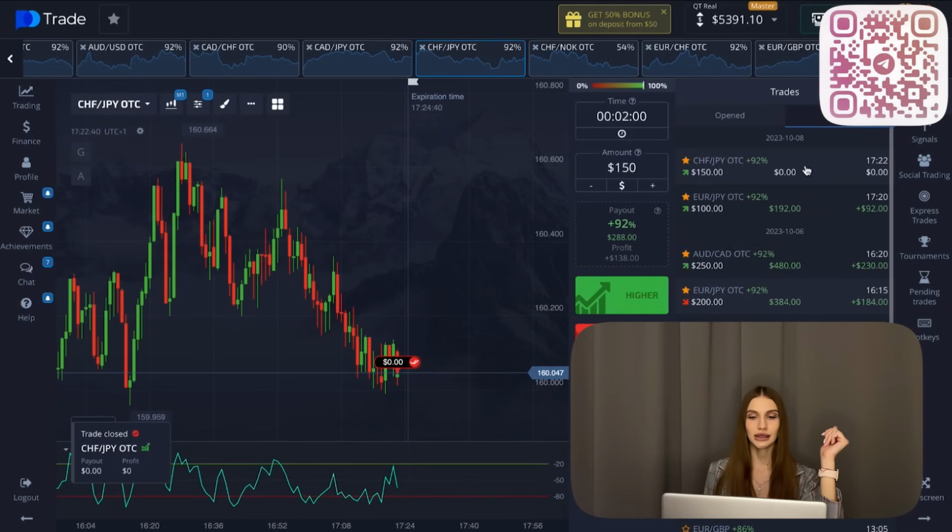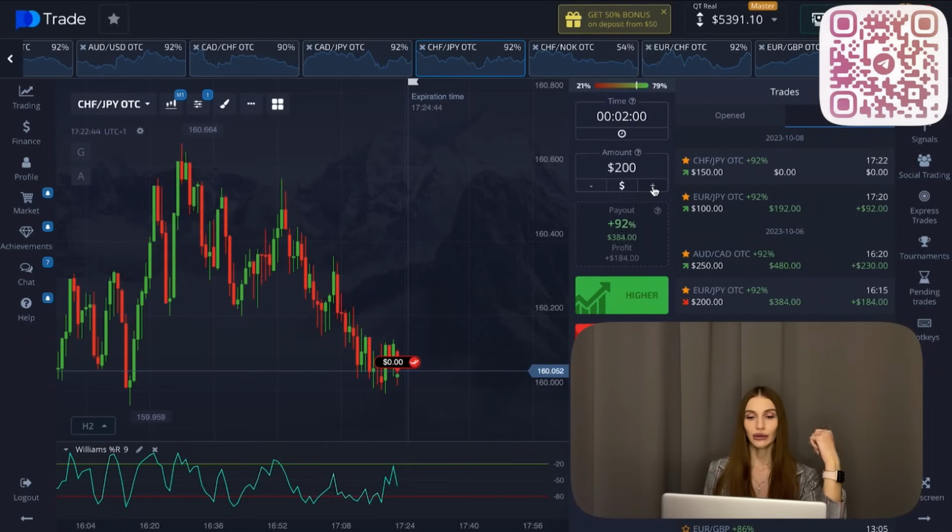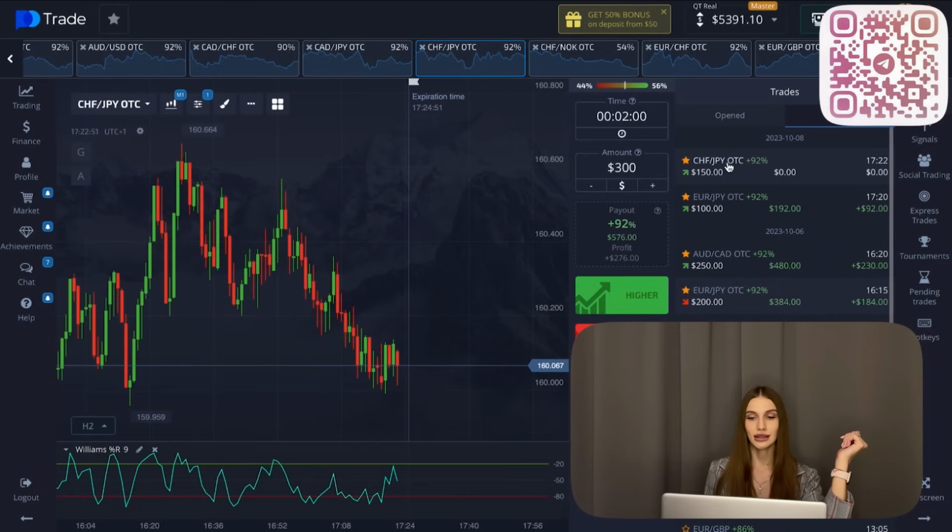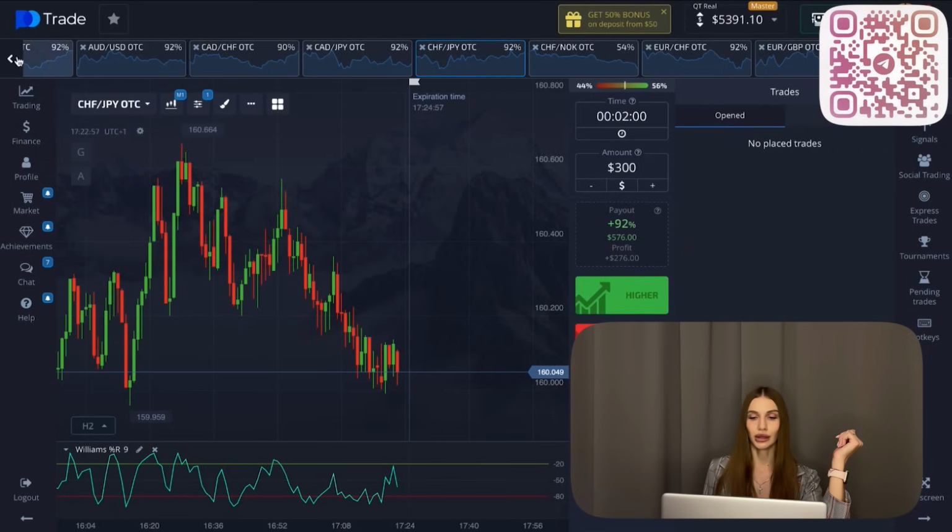Unfortunately, our second deal became a minus. Well, according to the martingale system, I will increase the amount of the third deal and put it up to $300. This is twice as much as our second deal. We do this in order to overlap this deal, as well as to earn more. Let's continue.